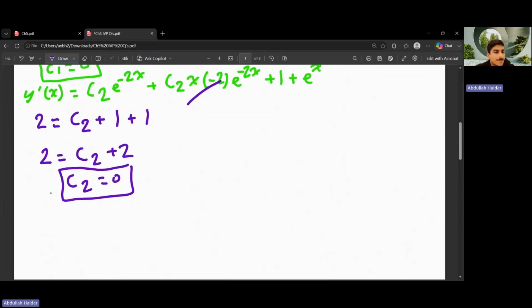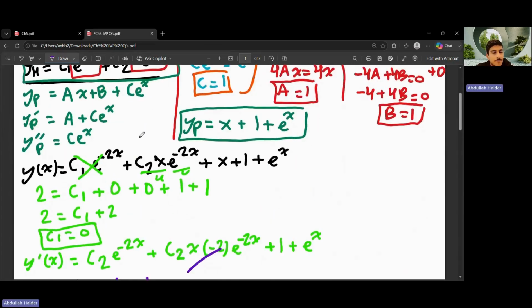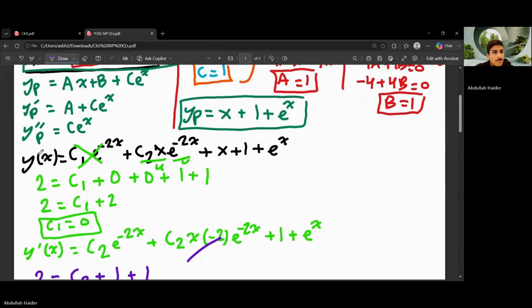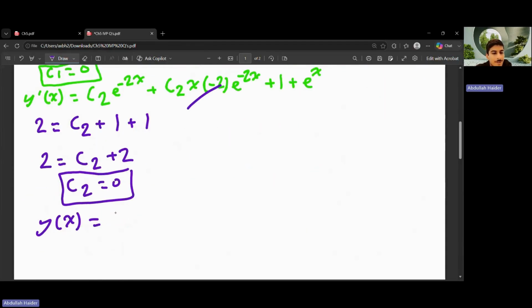So in the end, our y of x, what is our final answer to this? So C1 is 0. We've canceled out this term. Now C2 is also 0, so we'll cancel out this one. So these two are cancelled because C1 and C2 are 0. So this will be our remaining terms. So in the end, after applying all initial conditions, our final answer is x plus 1 plus e power x.